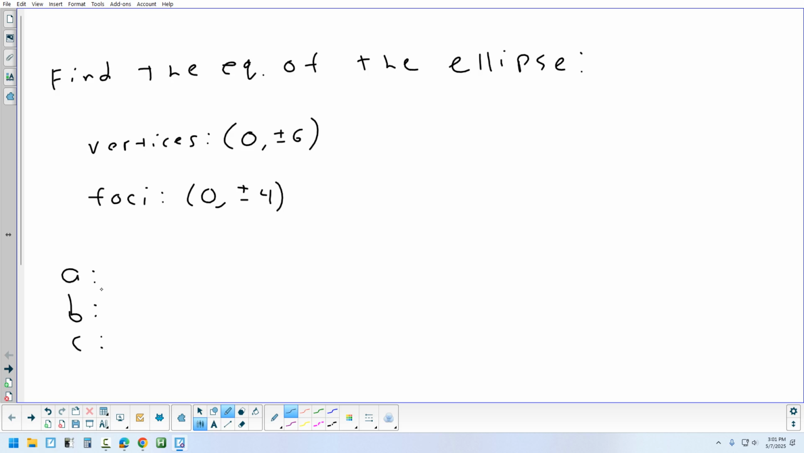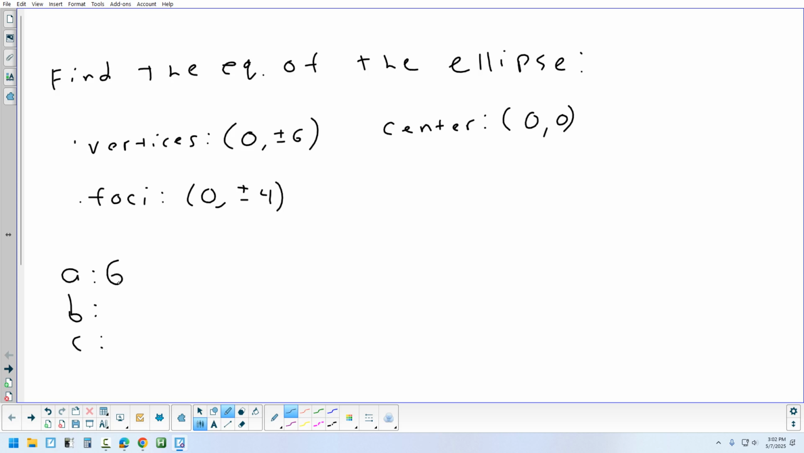If we have vertices that are +6 and -6, the center has to be exactly halfway between the two. So where would that mean the center has to be? 0, 0? Yeah, so even though they didn't tell us that, we can kind of infer that that's where it has to be. So we've got the center, and which one of these pieces of information is going to help us to find A? The vertices. Yep, the vertices. How far is each vertex from the center? 6. 6. So that's our A.